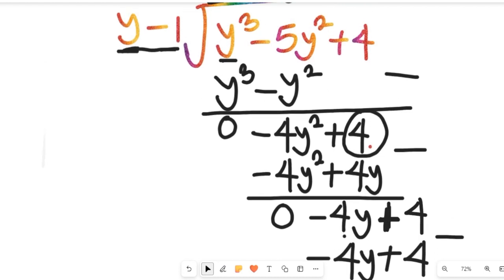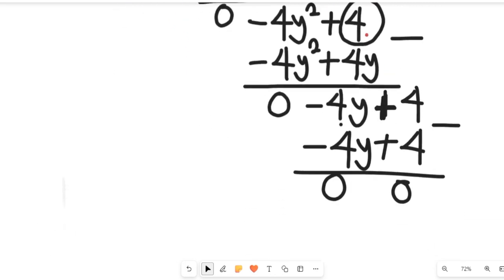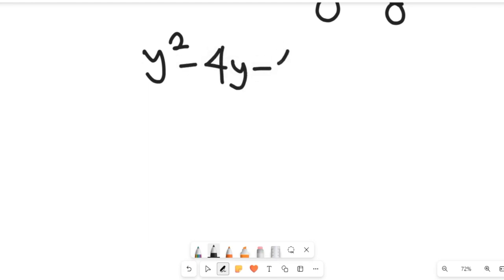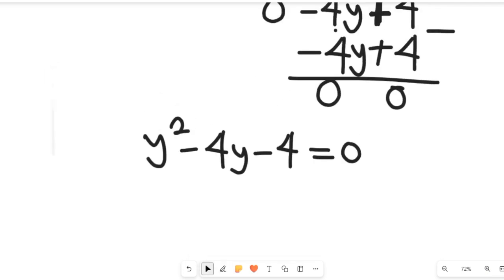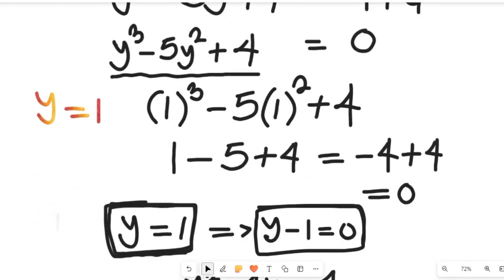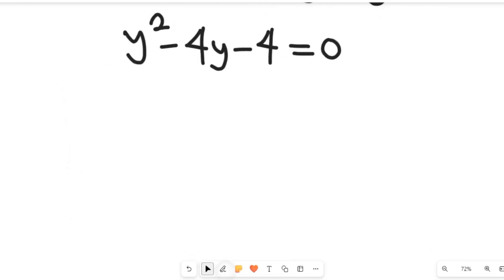So the solution to that equation is the quadratic equation which we have gotten, y squared minus 4y minus 4, and that will be equal to 0. The solution of that quadratic equation will give us the other two factors to that polynomial equation. Now let's solve that. We'll solve it using the quadratic formula. And what is the quadratic formula?